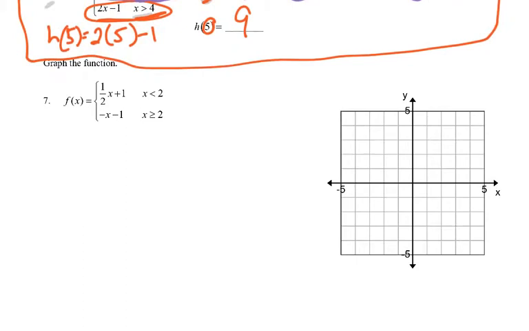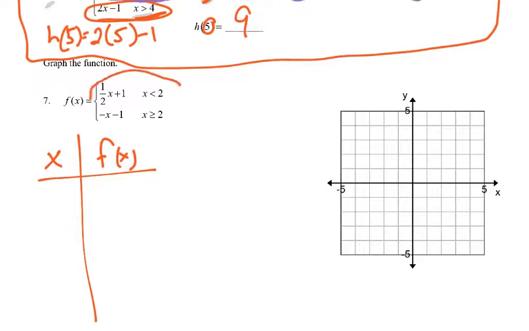So this function, f of x, is equal to 1/2 x plus 1 when x is less than 2. It's equal to negative x minus 1 when x is greater than or equal to 2. So here's what we need to do. We can make an xy table, or f of x table, to find values, or if you know the shorter way of graphing a linear function, you can use that as well. I'm going to do the shorter way for this first part because the y-intercept would be included on this graph.